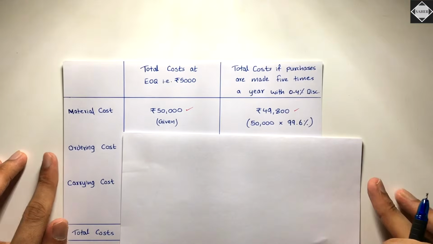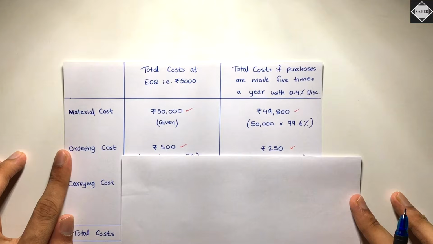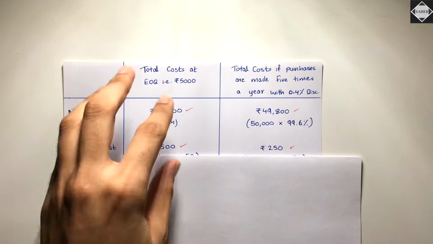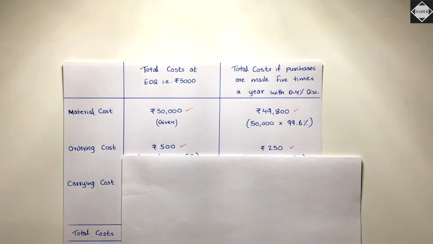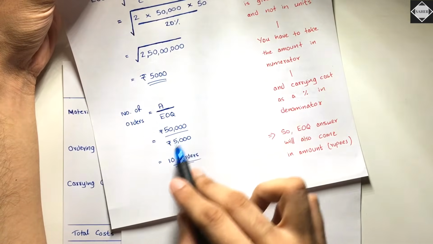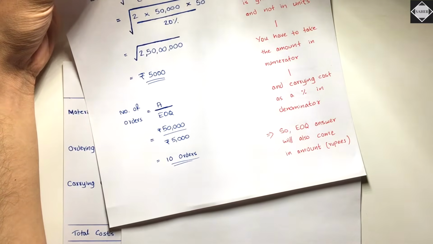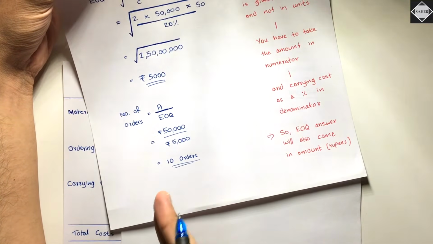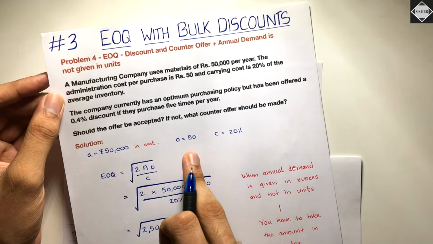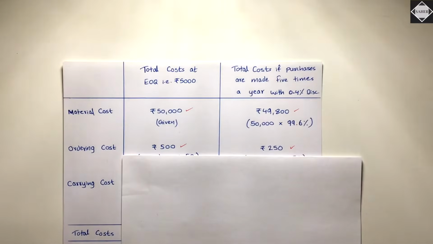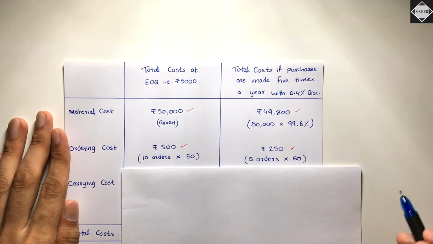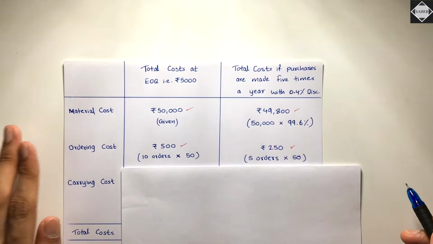Now let's talk about ordering cost. How will we calculate ordering cost? It's really simple. How many orders are we making under the current policy? We just calculated, annual consumption divided by EOQ, 50,000 divided by 5, that was 10 orders. In the EOQ policy, we are making 10 orders. What's the ordering cost per order? 50 rupees. So 10 orders into 50 equals 500 rupees. That's the ordering cost we have.